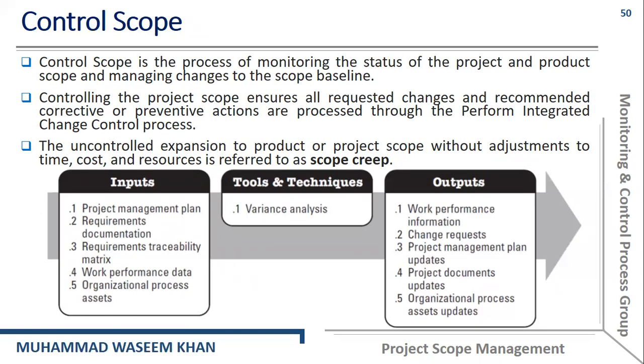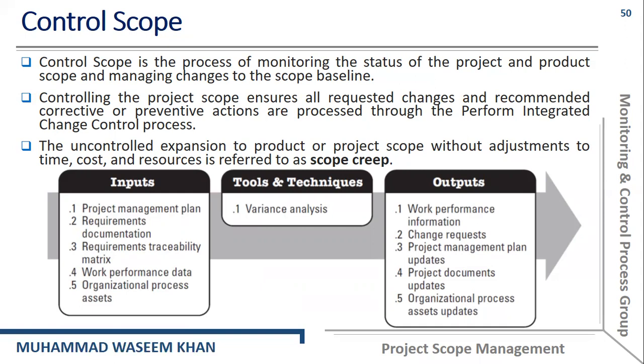So controlling the product scope ensures all requested changes and recommended corrective or preventive actions are processed through the perform integrated change control process. So actually we will have to ensure that all the requested changes have been made and the problems have been corrected in a particular project. That is actually controlling.